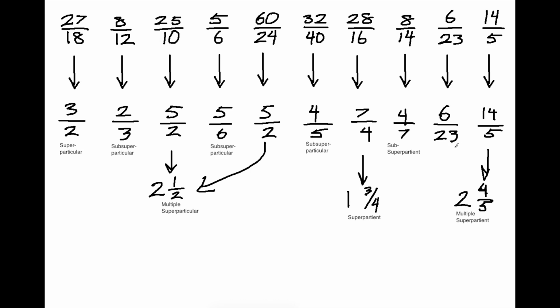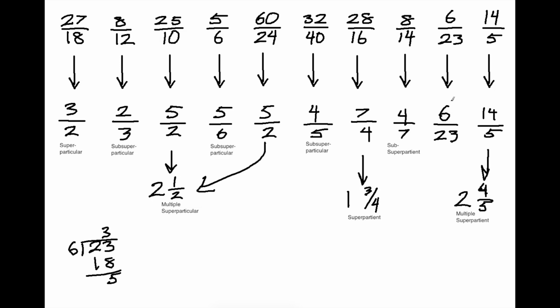Well, the way to really do this is to ask ourselves, how many times does 6 go into 23? And if we do this division, you'll see 6 goes into it 3 times, right? You can put 18 down here, and we're left with the remainder of 5, which means that 6 goes into 23 3 times, and we have a remainder of 5/6. Now, because we have a remainder of 5/6 here, so 3 and 5/6, this makes this a sub-multiple superpartient.